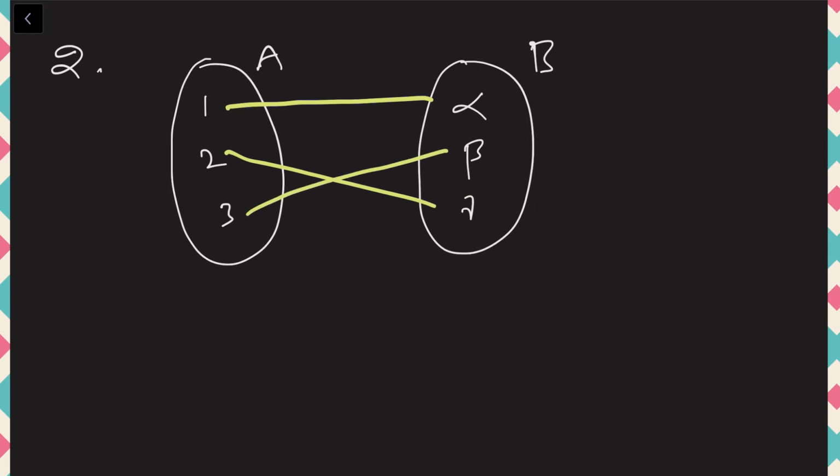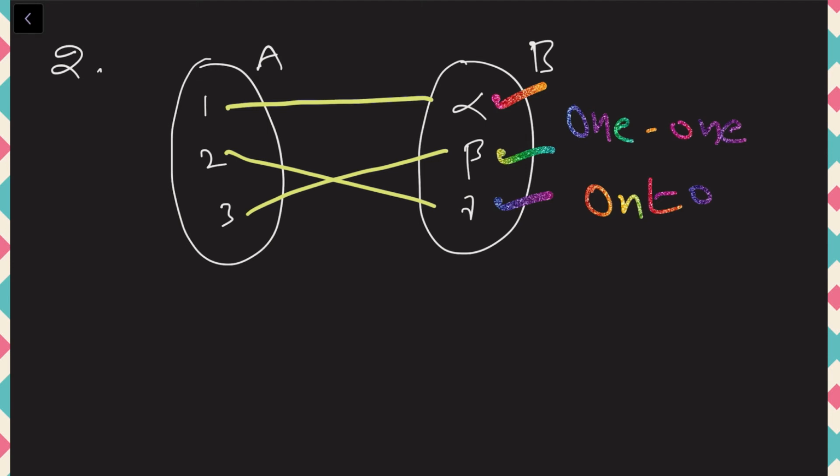Now if we observe this clearly, every element of set A has only a unique image, that is one and only one image. So we can conclude that this is 1-1. Next, the range is alpha, beta, gamma, that is the same as the codomain. Range and codomain are both equal to each other. So this is an onto function also. So then we can conclude function f is a bijective function.